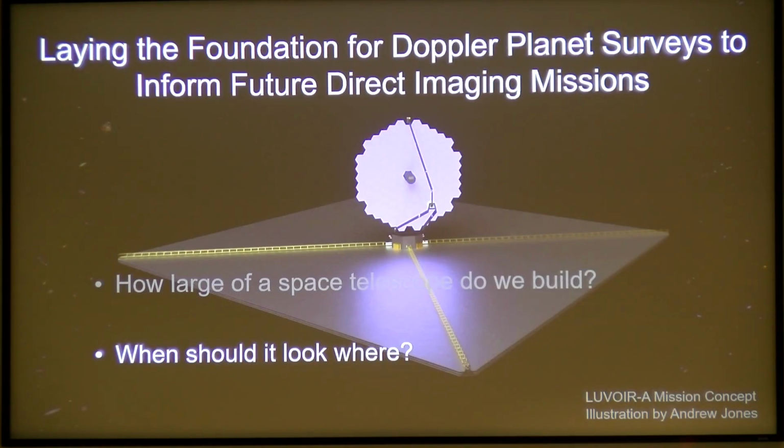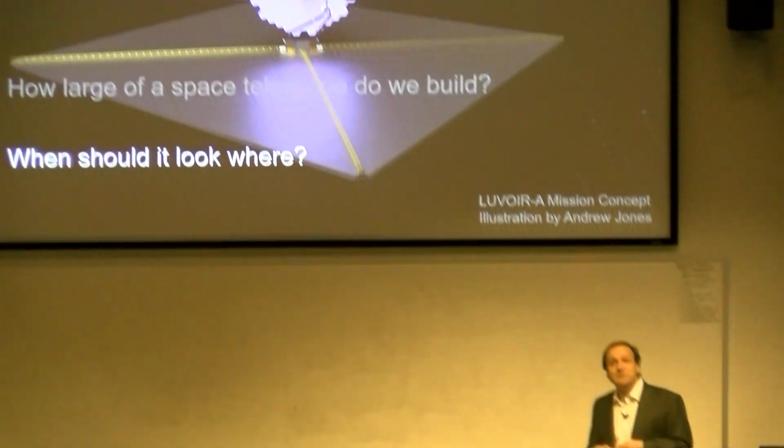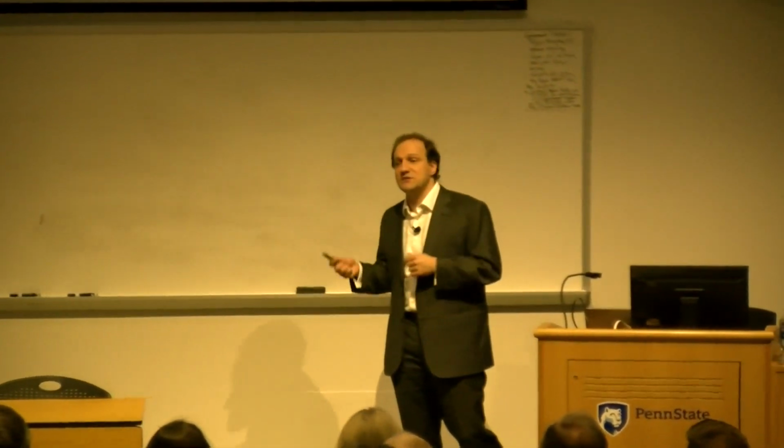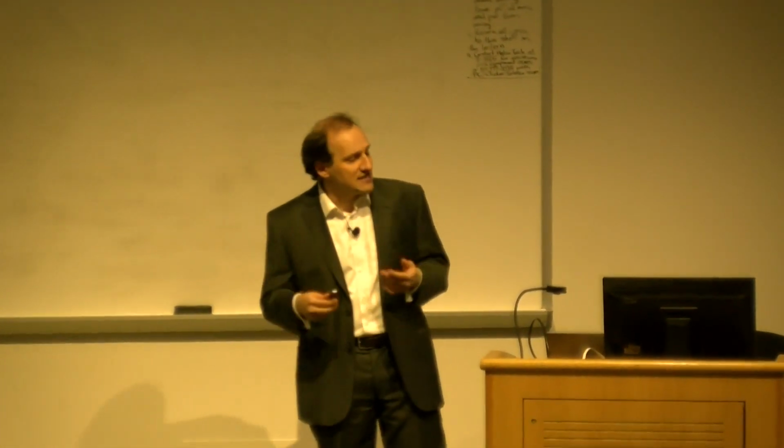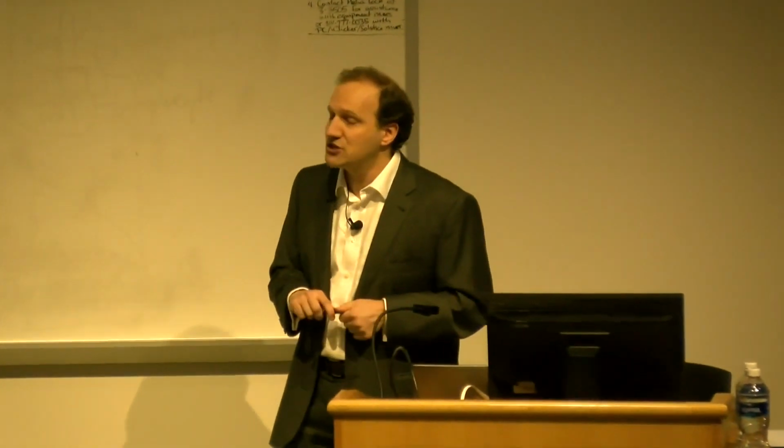So coming back to the two critical questions I identified at the beginning: how large a space telescope do we build, and where do we point when? I've told you about how we've been able to provide the information necessary to plan accordingly the size of the next generation spacecraft to characterize extrasolar planets. And then some of the work going on at Penn State to be able to find those planets before these missions launch, characterize their masses, and tell them when they should look and where they should look at it.